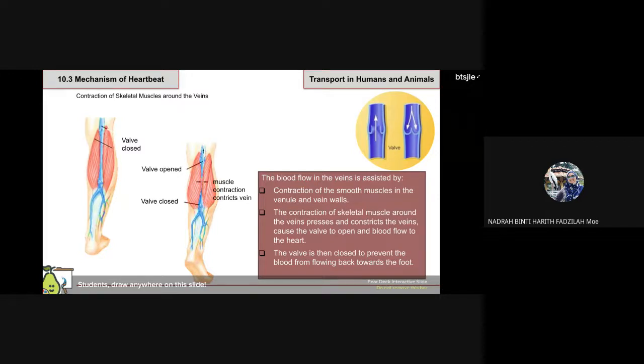that ensure that there is no backflow of the blood lah. Macam tu ya.